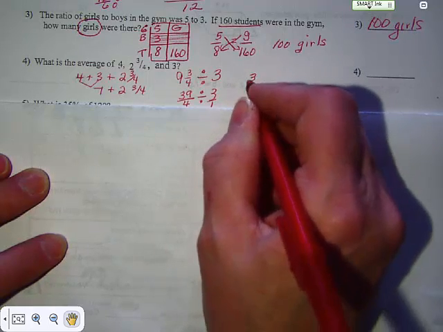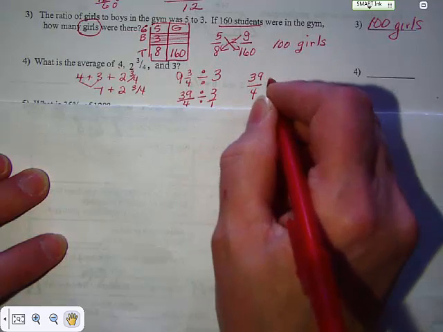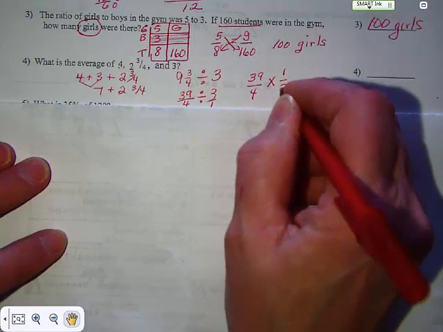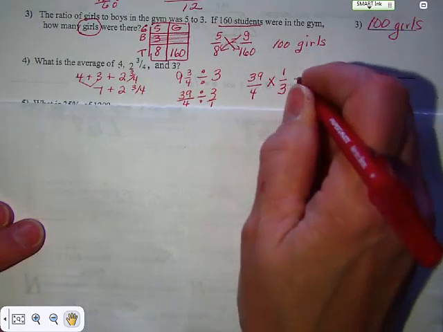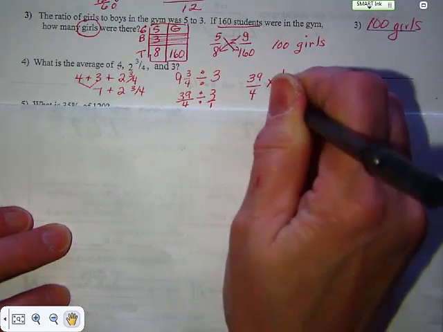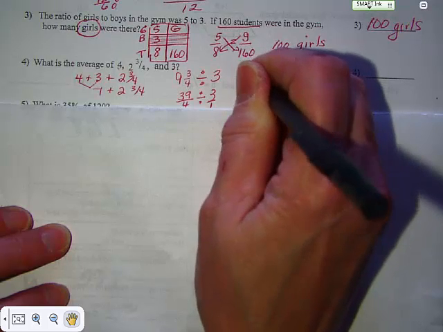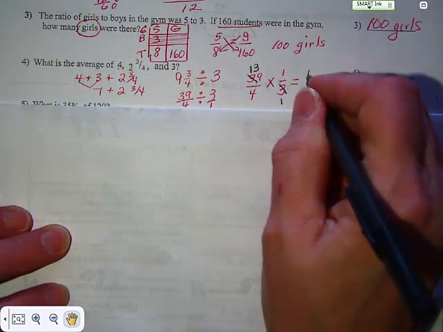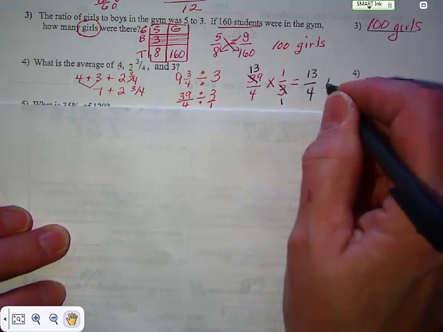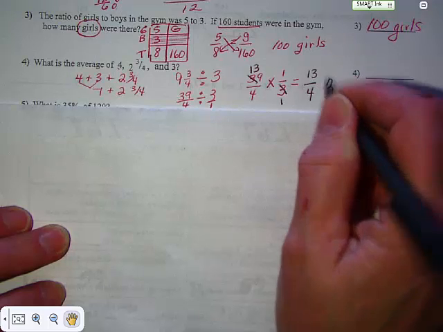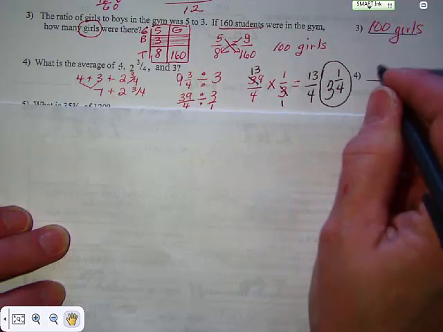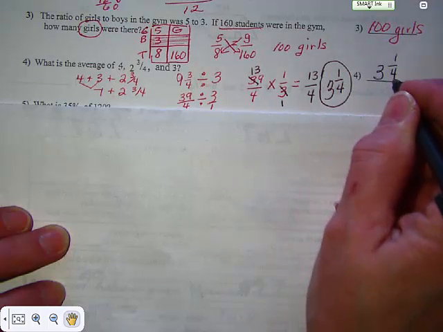So we keep the first number, 39 over 4. We move the middle to multiplication rather than division, and we flip the last. And we end up with 1/3 there. We are going to cross reduce. 3 goes into 3 once. 3 goes into 39 13 times. So we end up with 13 over 4. 4 goes into 13 3 times with a remainder of 1/4. Answer, 3 1/4 is the average.